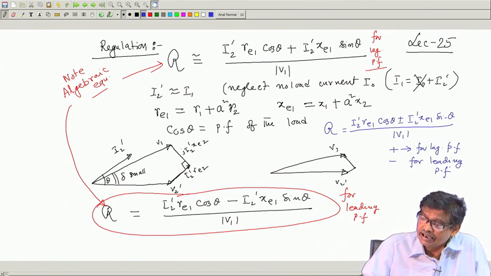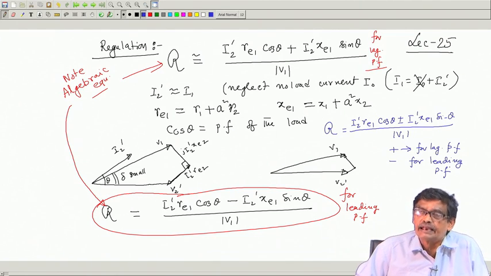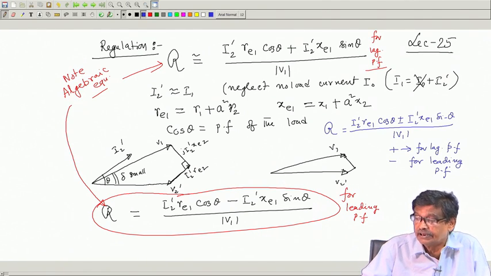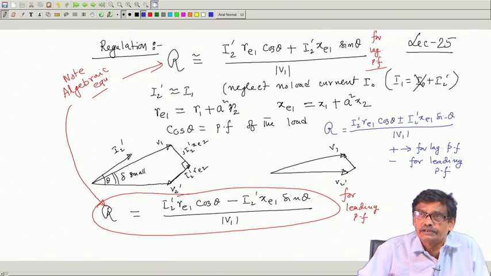What does this regulation actually mean? V1 is the constant primary voltage, so it means the change in secondary terminal voltage, expressed as a percentage of rated voltage. The numerator gives you the change in magnitude of voltage, divided by rated voltage. That is the regulation.